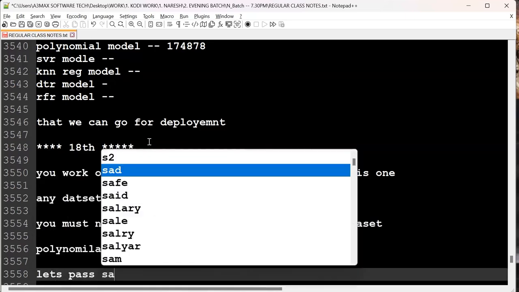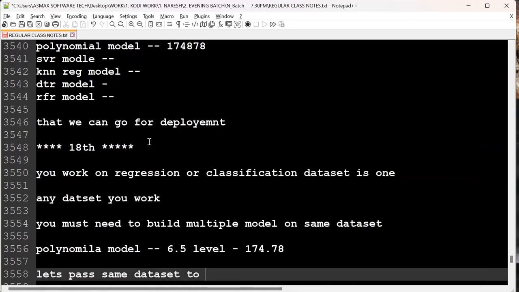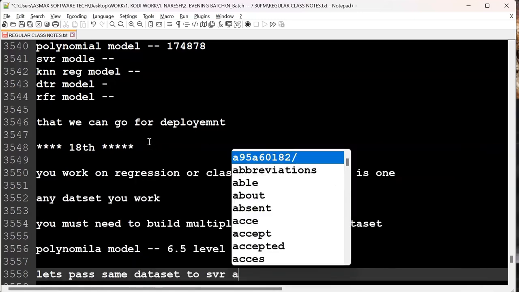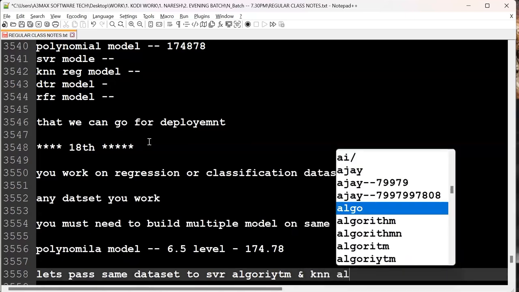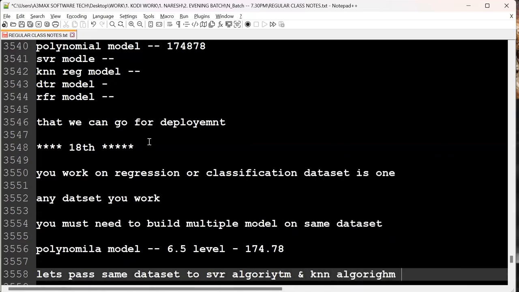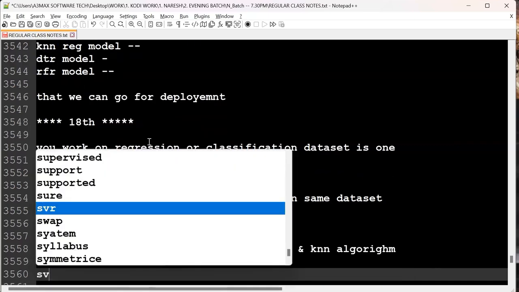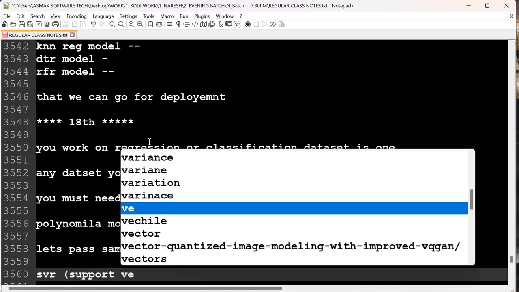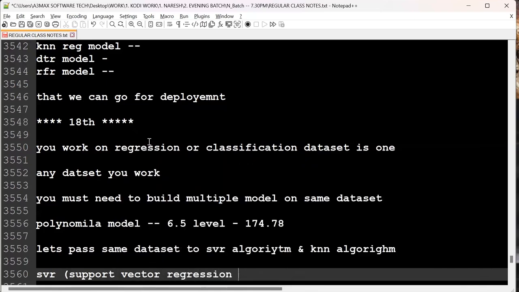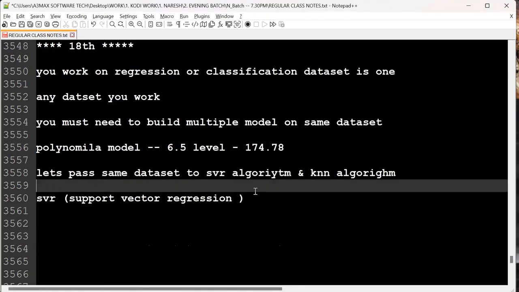Let's pass the same data set to the SVR algorithm and KNN algorithm, guys. Can we go ahead and understand? But before we pass to SVR, we must know what is meant by support vector regression concepts. Let's discuss this and then we build the model, guys. Online team, are you guys joined, everyone? Okay. Yes, let's start now.